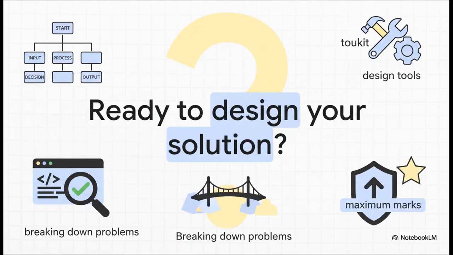So, the next time you see one of those algorithm questions, don't panic. Just remember your 3-step journey. Understand, design, and test. You have the tools, you have the method, and you absolutely have the ability to turn that scary-looking question into an easy win. You've got this.